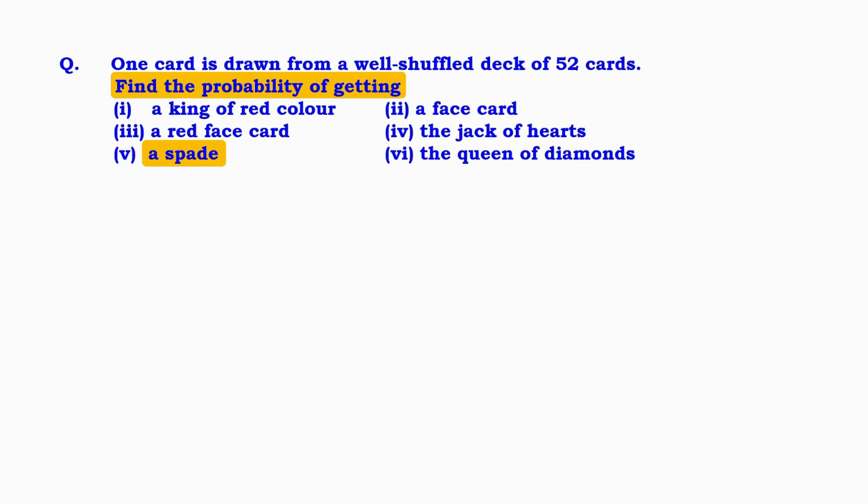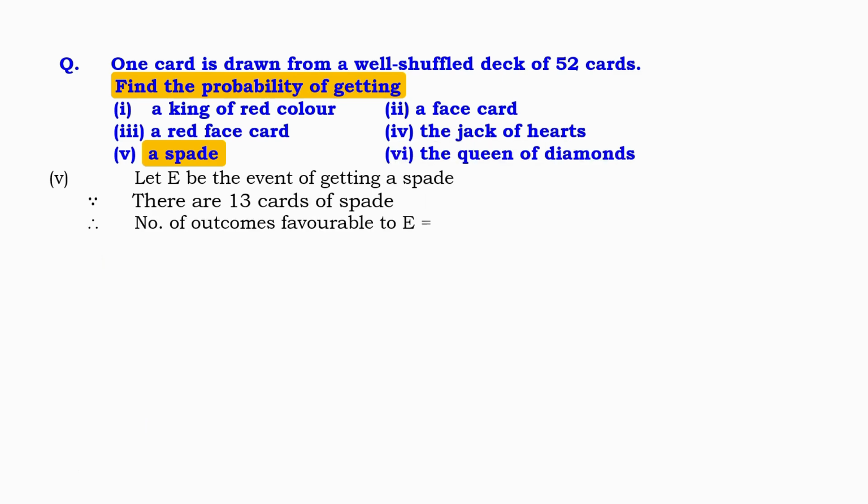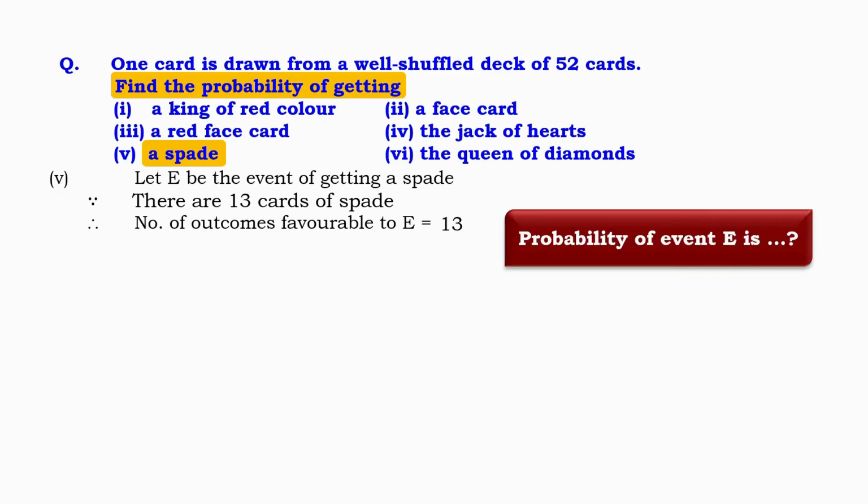Now next part, the probability of getting a spade card. Let E be the event of getting a spade card. There is a row of spades. How many spade cards are there? 13 spade cards, right? So the number of outcomes favorable to E will be equal to 13. So the probability of E is equal to 13 by 52, that is equal to 1 by 4.